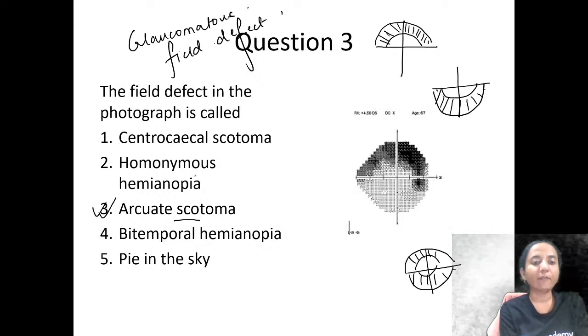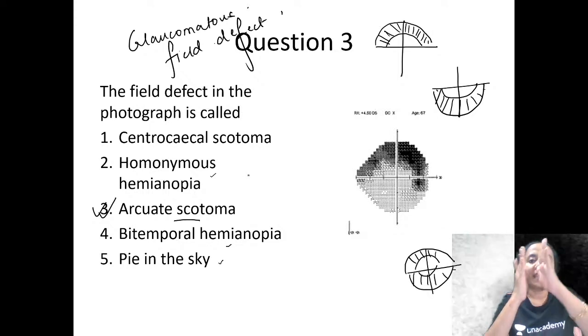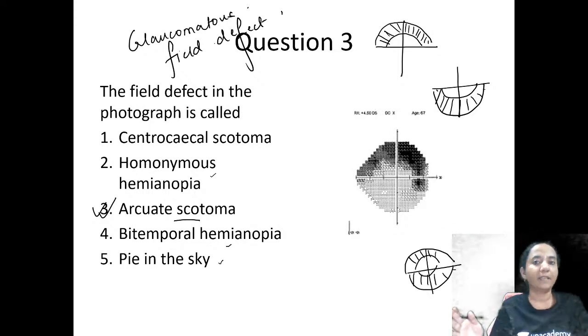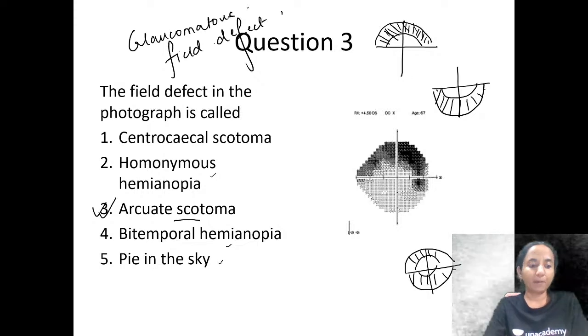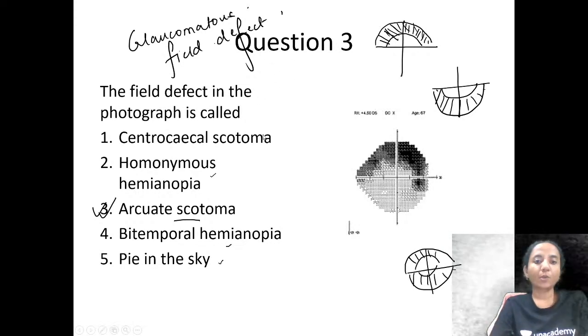Whereas the others, for example homonymous hemianopia, bitemporal hemianopia, pie in the sky, are all neurological field defects. And neurological field defects respect the vertical meridian, meaning they will be on one side of the vertical meridian. Whereas this one is on one side of the horizontal meridian and it is a glaucomatous field defect. This is also another important image that you should be able to identify. Okay, now let's go to the next question.